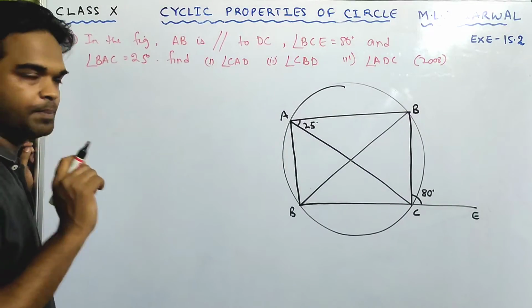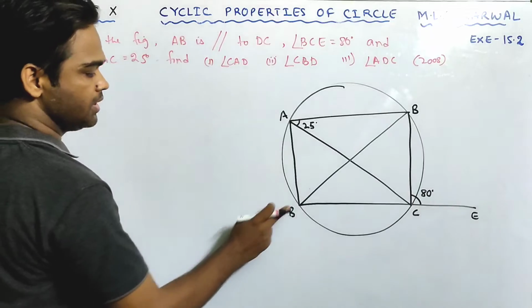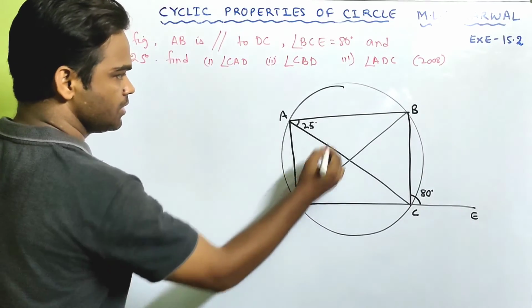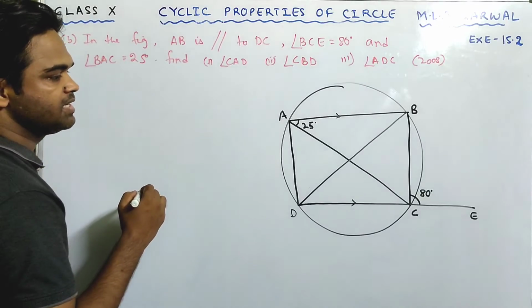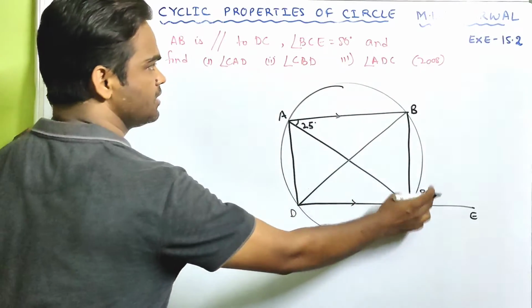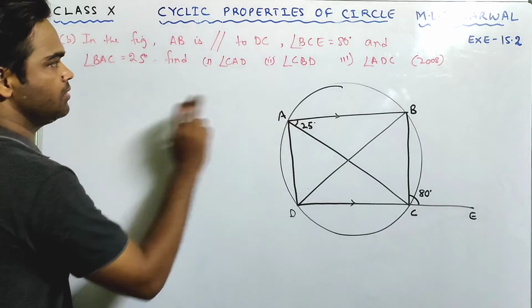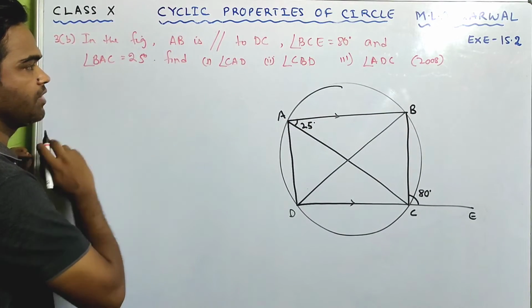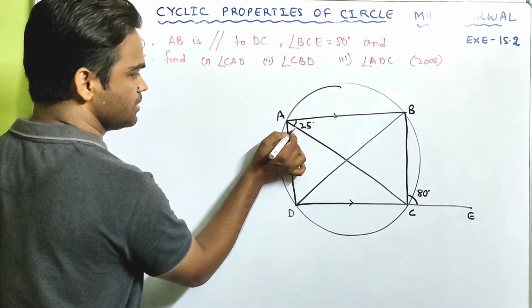Now look at 3 part B. In the figure, AB is parallel to DC. This will be D of course. This is parallel, okay? Angle BCE is 80 degree. That's an exterior angle. And angle BAC over here, that's 25 degree. Find CAD. CAD, which means this angle.